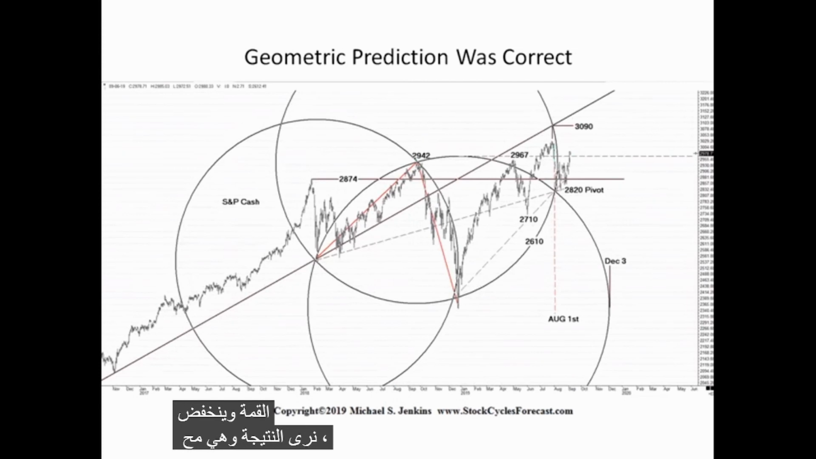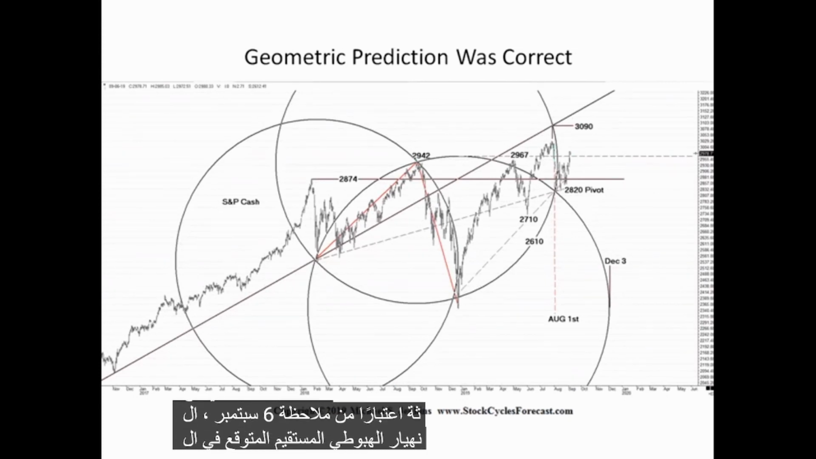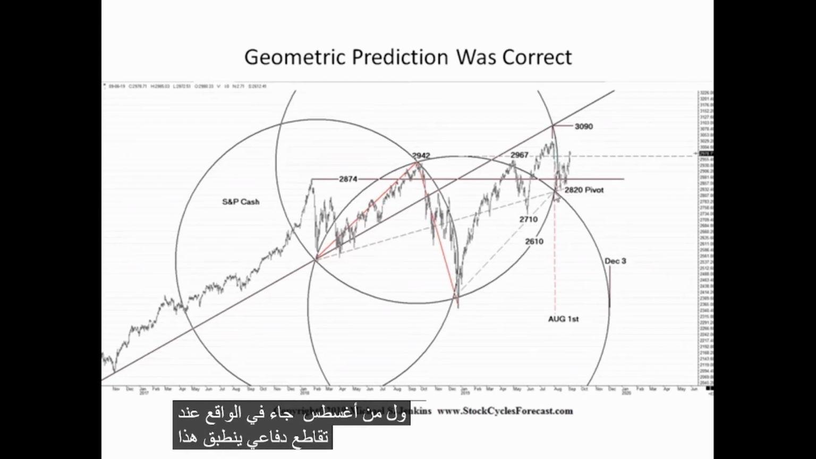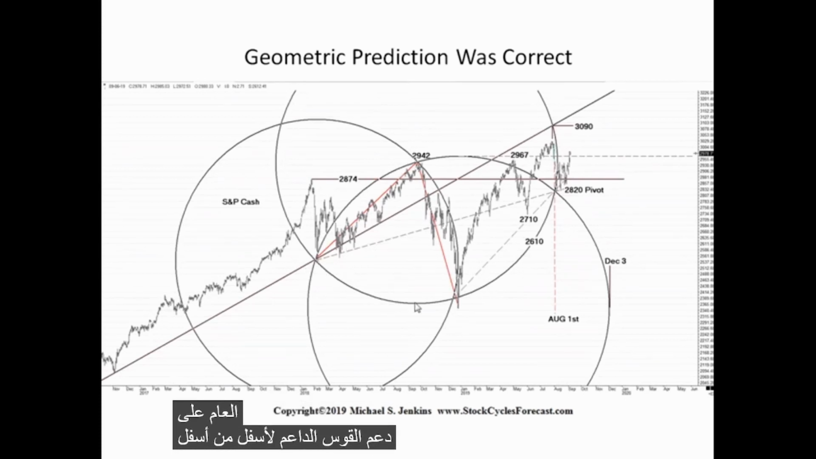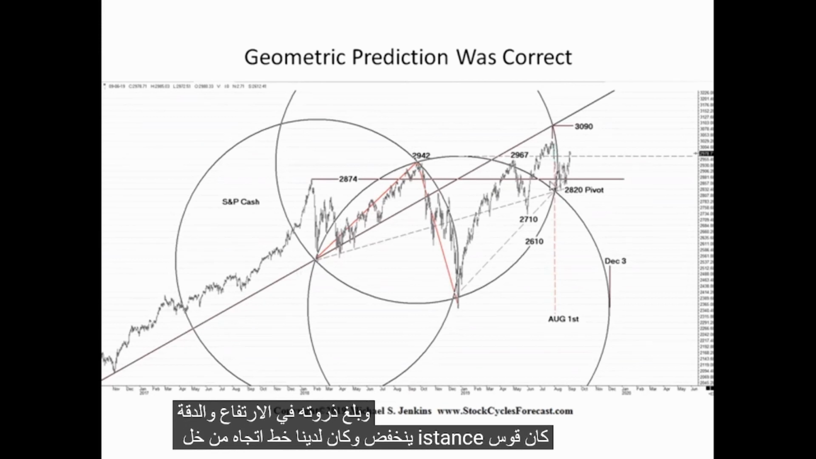Here we see the outcome, and it's up to date as of September 6th. Note the straight down crash predicted on August 1st actually came about exactly at the intersection of the Vesica Piscis here. The supporting arc down from below culminated in a high, and the resistance arc was coming down.